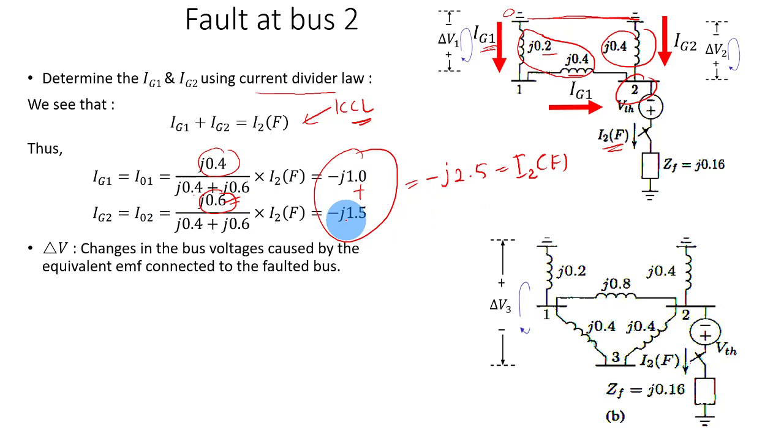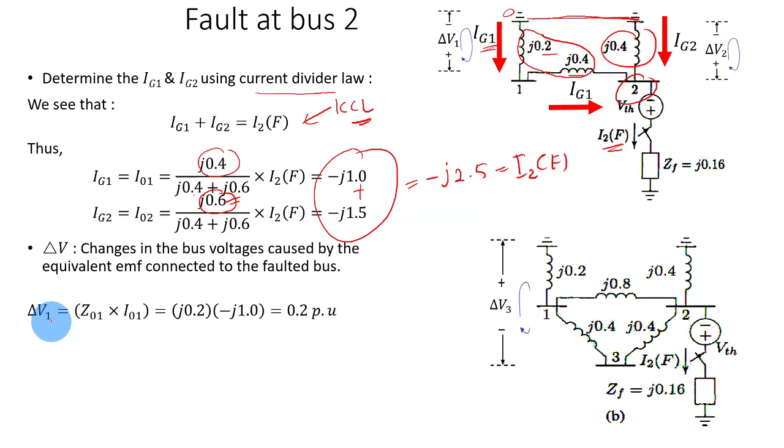The next step, after you find the branch current coming from the generator, is to find the change of voltage from each bus to the ground. You want to find the change of voltage. So let's take a look. You have 3 buses, so you need 3 changes of voltage.